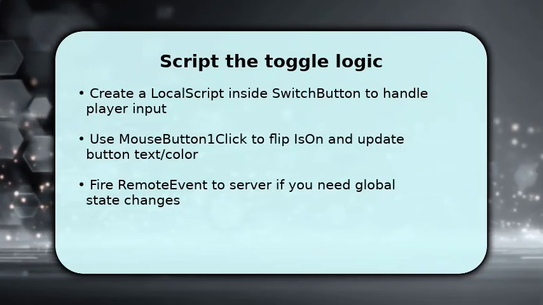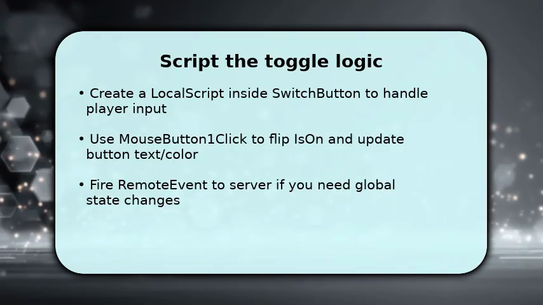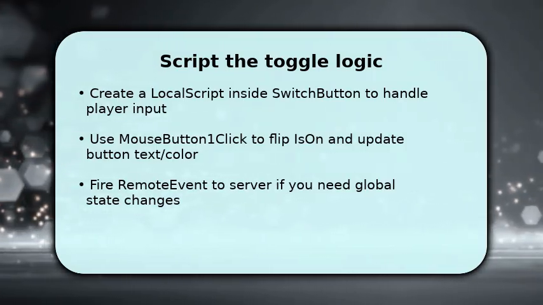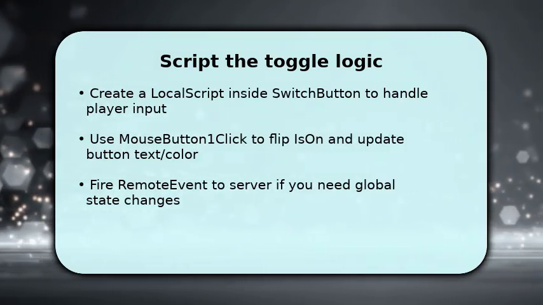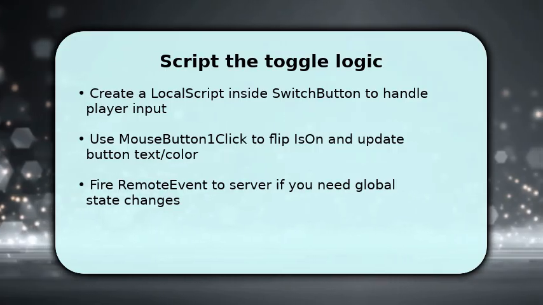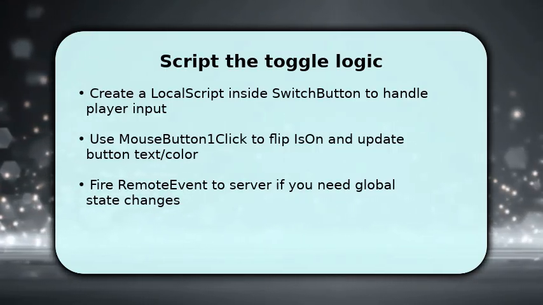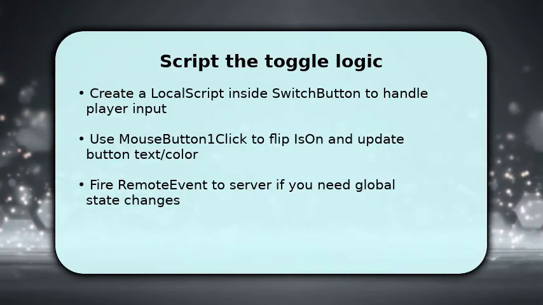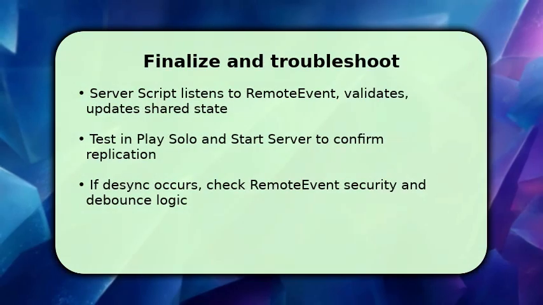If the switch must affect the game world, fire a remote event to a server script that validates and applies changes. This separation preserves security and consistency across clients. Make sure to debounce clicks to avoid rapid toggles causing issues. You finish by connecting client actions to server authority and verifying replication.